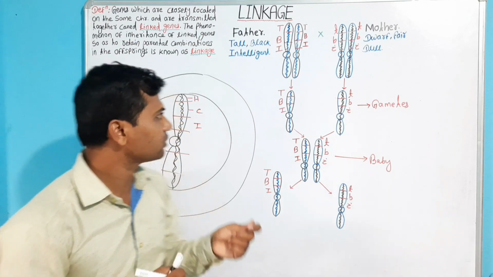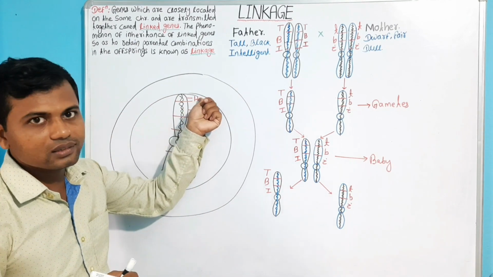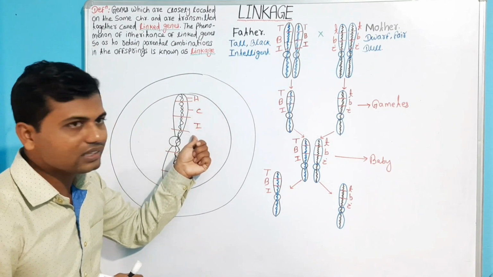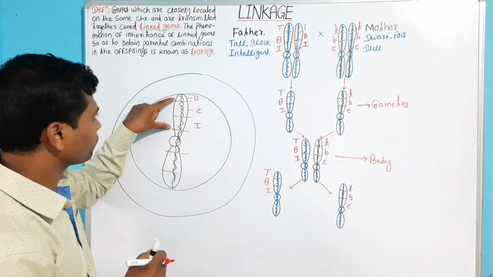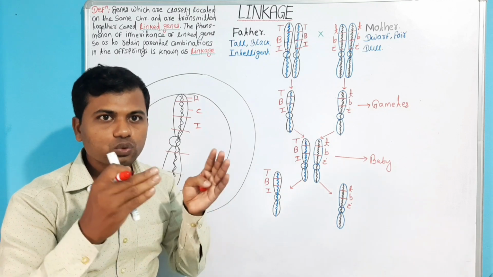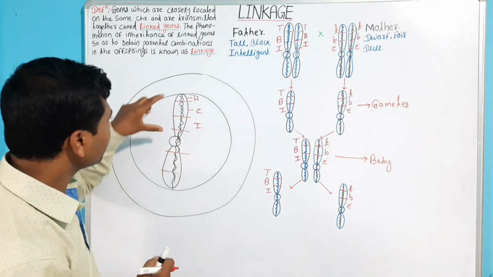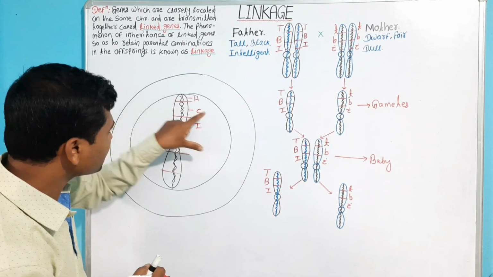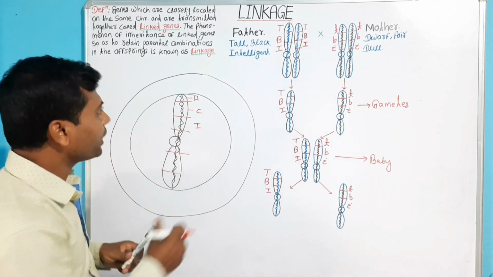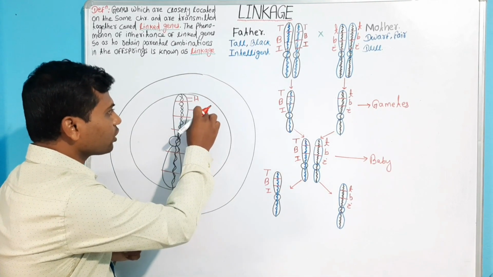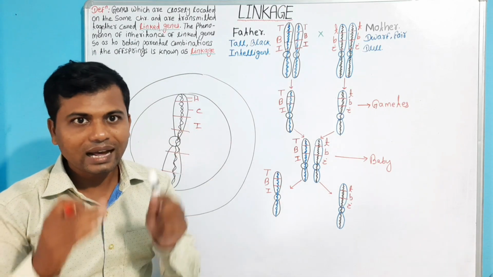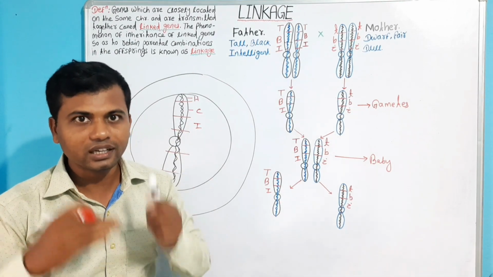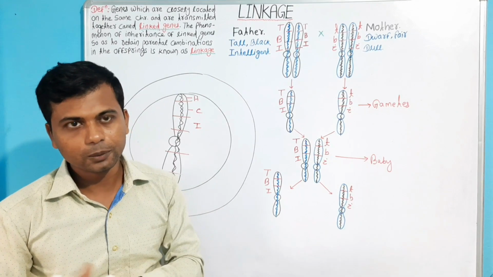Now let's consider the gene for height, gene for color and gene for intelligence, which are present very close together in a chromosome. Being present very close together in a chromosome, when the chromosome transfers from one generation to the next generation, what happens? The gene for height, gene for color, gene for intelligence, they go together. Now we will explain this concept very clearly by taking an example.